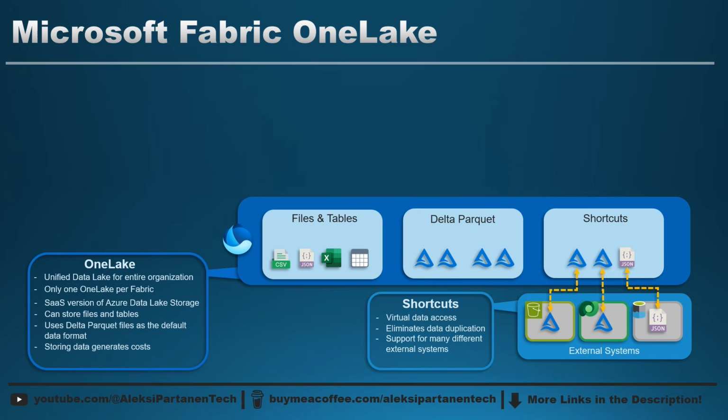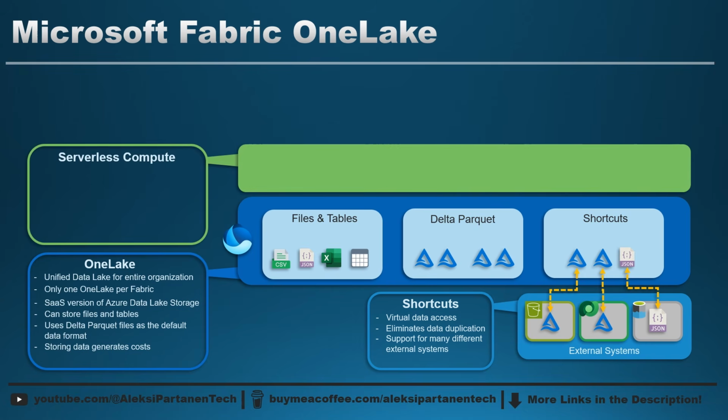Okay, cool. Now we have some data in our OneLake, and now we would need to access that data. How do we do that? The answer is that on top of OneLake, we have a serverless compute layer that is powered by Fabric capacity that provides the compute for Fabric. And like in many modern data platforms, the compute and the storage have been separated from each other, and so is the case with Fabric.